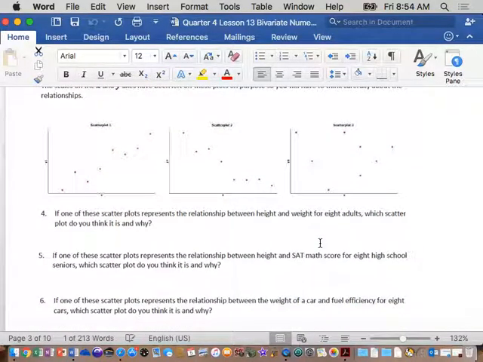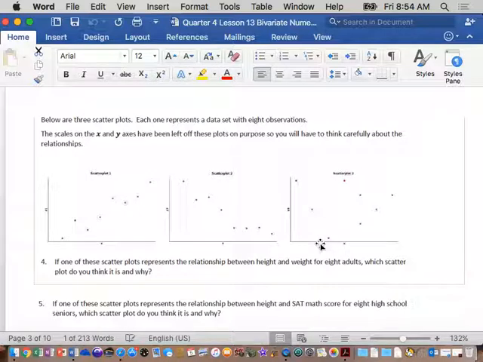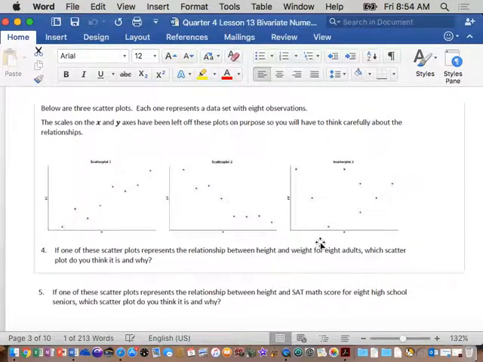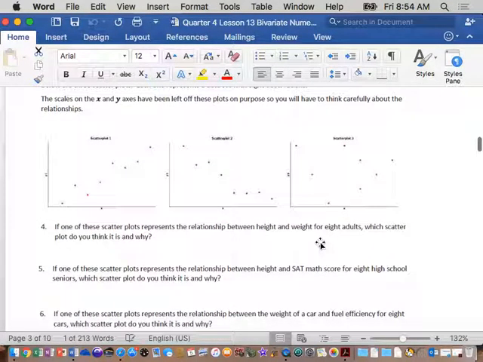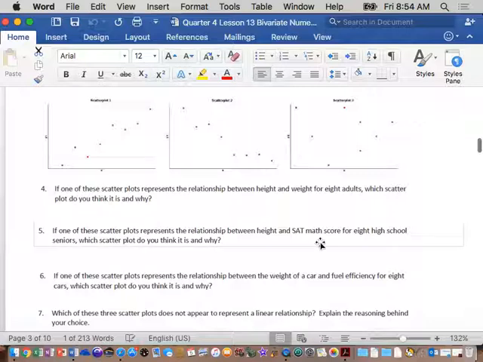I really have to get my glasses on to read this. All right. So, below are 3 scatter plots. Each one represents a data set with 8 observations. The scales on the X and Y have been left off these plots on purpose, so you'll have to think carefully about the relationships. Okay, number 4. One of these scatter plots represents the relationship between height and weight for adults. Which one do you think would represent the relationship between height and weight? Evan? First one. The first one, very good.